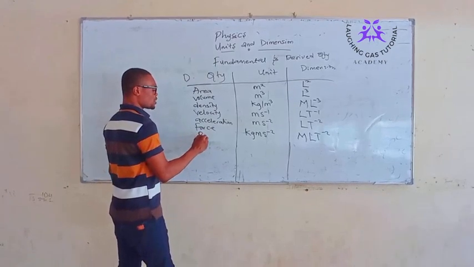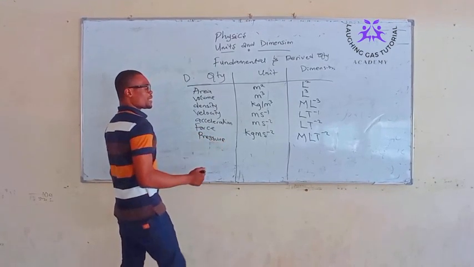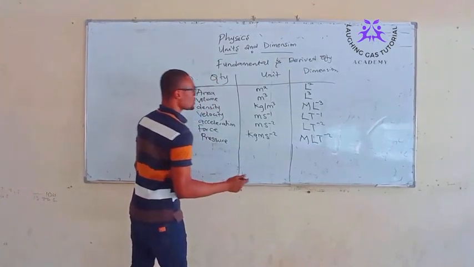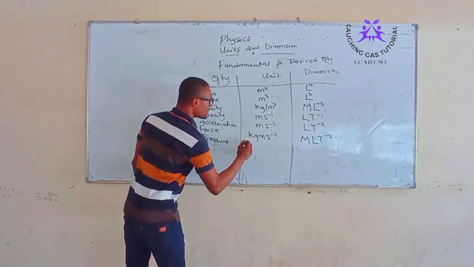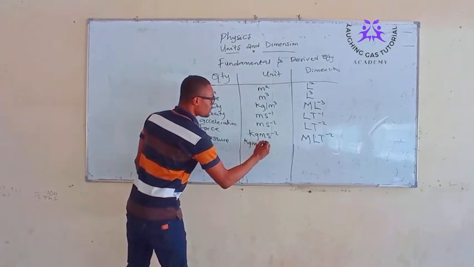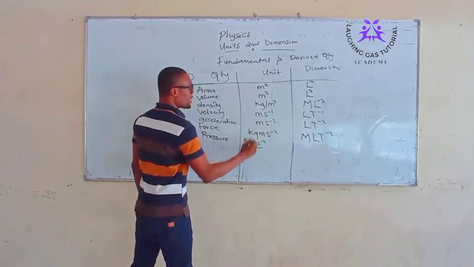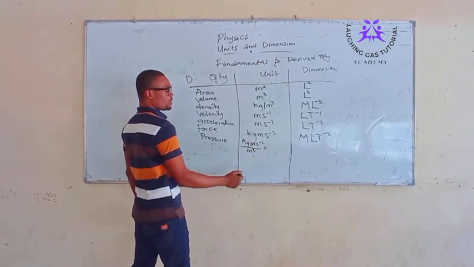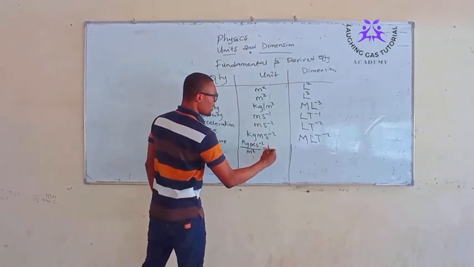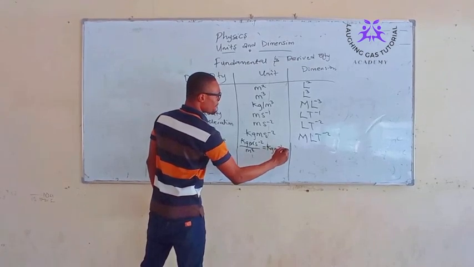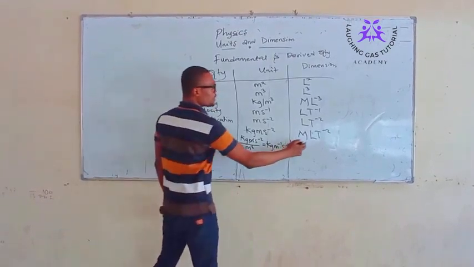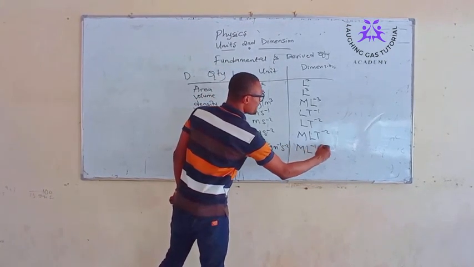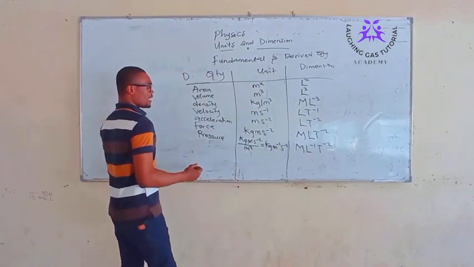We now also have pressure. Pressure is actually force all over area. Force over area. So just take, for instance, we have force, that's the unit of force, kilogram meters per second squared, divided by the unit of area, which is meter squared. So what are we going to have? You see that this meters is going to cancel one of the meters there. So by the time we sum this up, we now have kilogram per meter per second squared. So if we are furnishing the dimension, we have M per L per T squared.